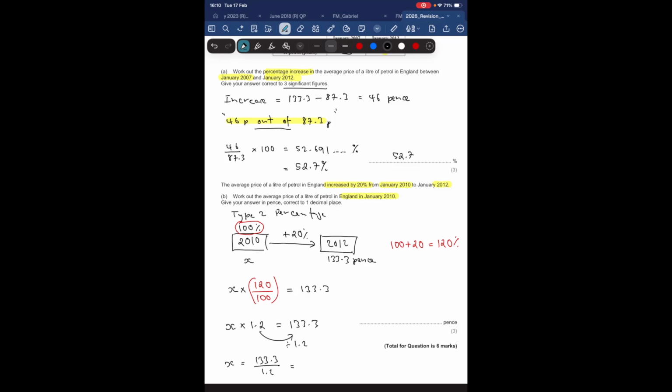I end up with 111.08 pence. This is what I was after. This is what the price is going to be in 2010. Now they want the answer to 1 dp, so if I was to round this to 1 dp, it's going to become 111. The second decimal place is 8, so I need to increase this 0 by 1, so it'll be 111.1 pence, and this is the price in 2010.